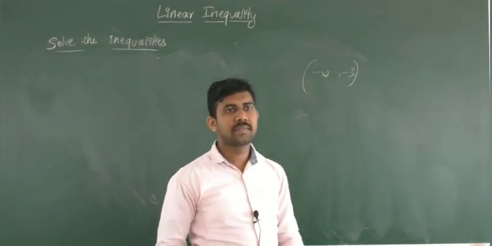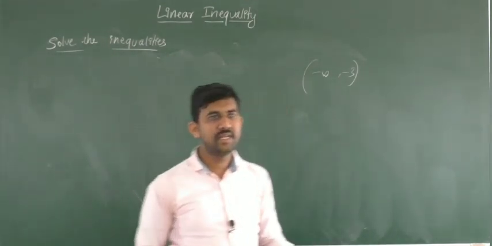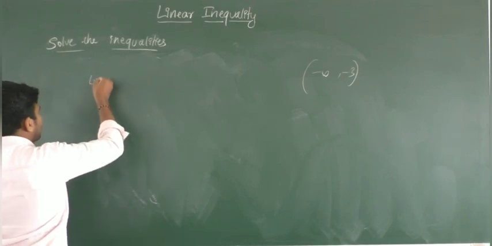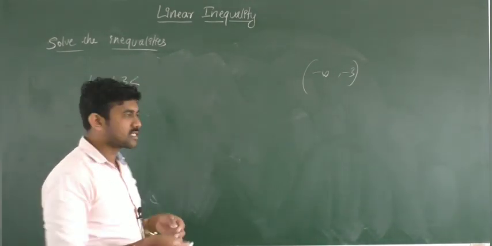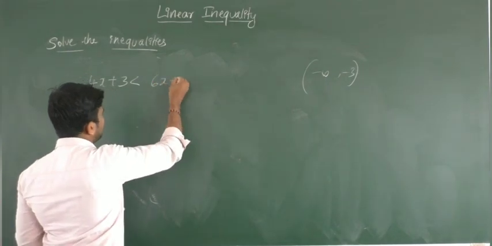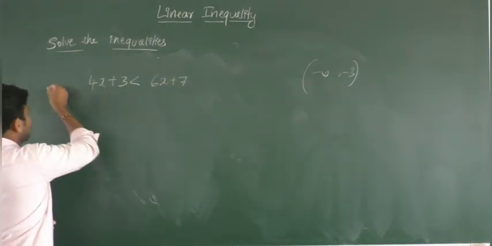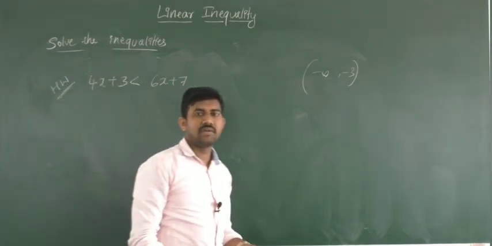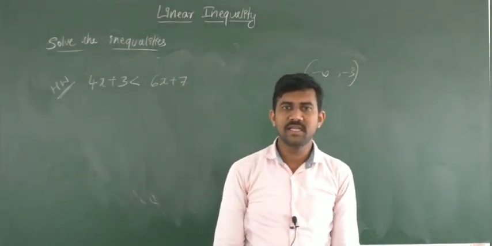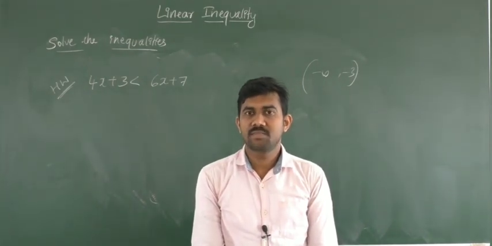Given 4x plus 3 less than 6x plus 7. I'll leave this question for you to try. 4x plus 3 less than 6x plus 7.